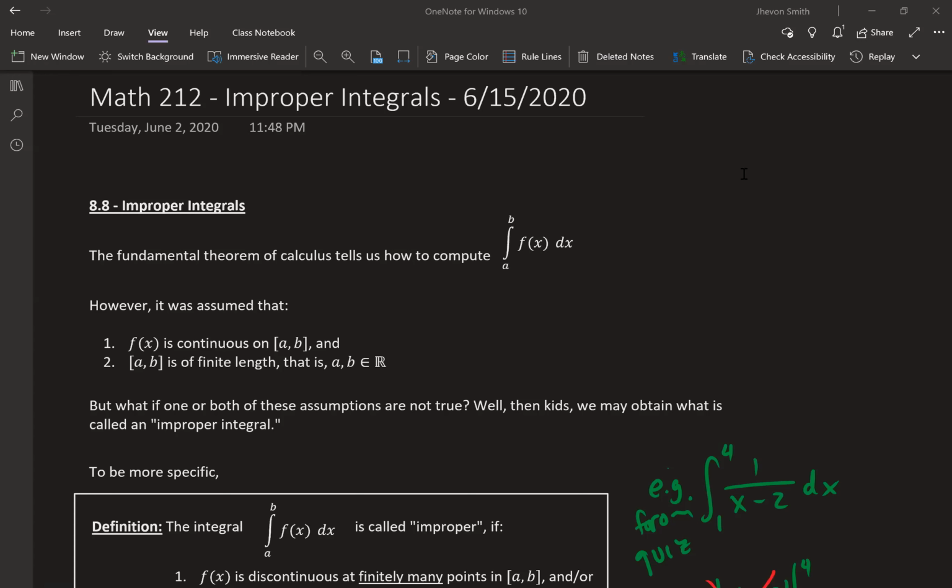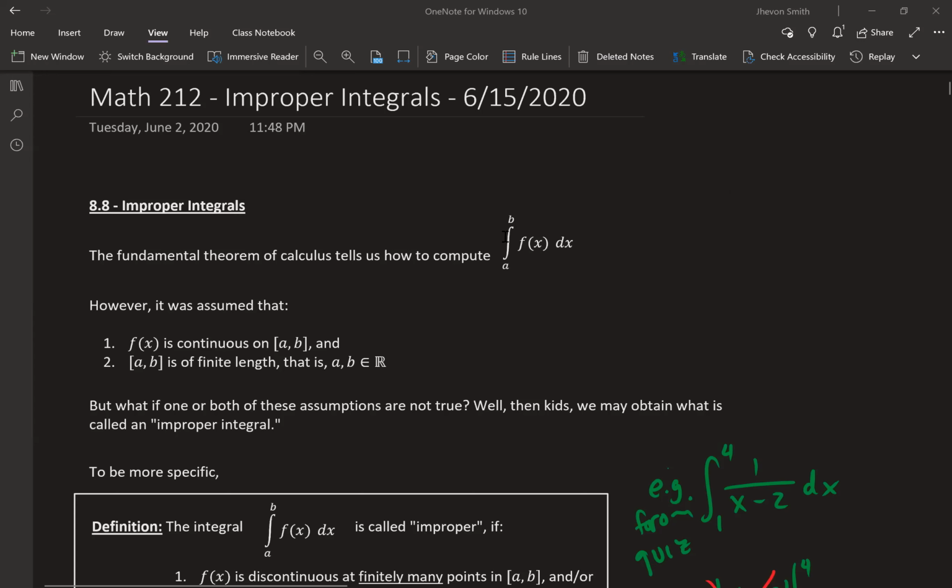Just to recap, we looked at integrals that didn't quite obey the fundamental theorem of calculus. Remember, when we were computing the integral from a to b of f of x dx from Calc 1, the fundamental theorem of calculus told us how to compute this via antiderivatives. However, under the assumptions, the function was continuous. That's how we could apply the mean value theorem to get the evaluation theorem, as well as the length had to be finite. That way we could do the Riemann sum thing: find the delta x and take a finite length, slice it up into meaningful chunks.